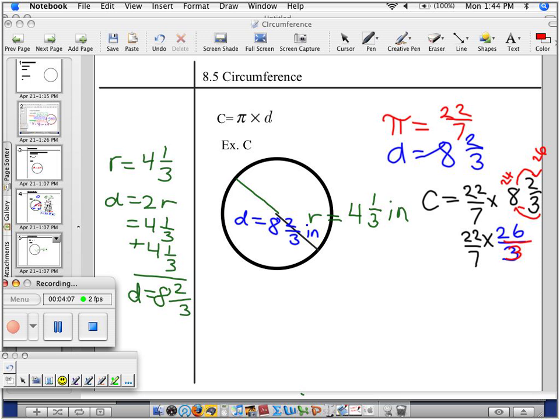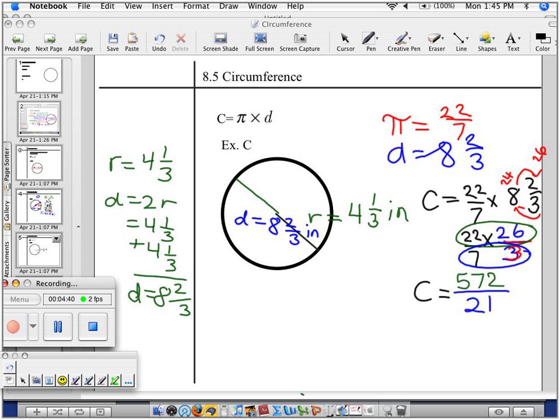Alrighty? Okay, I'm going to multiply 22 times 26 on my calculator just to move us forward. It is 572. Here's what I multiplied. Top times top. And then I'm going to multiply bottom times bottom. This is to figure out our circumference. I can't leave my answer like that. It's improper. So I need to use division.